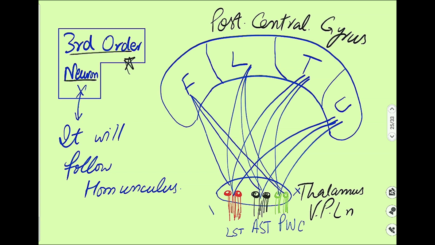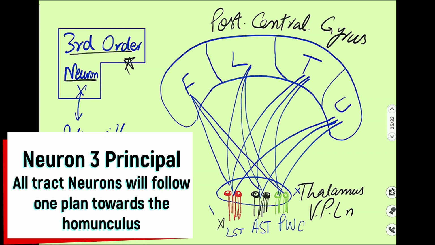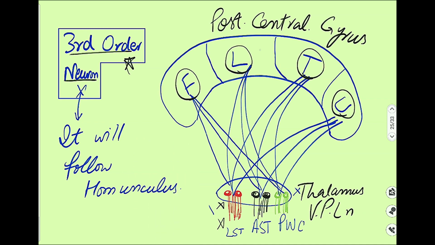So the third order neuron is a special neuron. It doesn't depend upon the type of the cortical tract. It doesn't matter whatever the cortical tract was. What matters is the homunculus, how the body is represented over the homunculus, and all the fibers belonging to a specific area of the body will reach that area. Whether those fibers are present in the lateral spinothalamic tract or the anterior spinothalamic tract or the posterior white column tract, all these fibers will reach that area. So the third order neuron is homunculus specific, or I'll say that it is area specific.